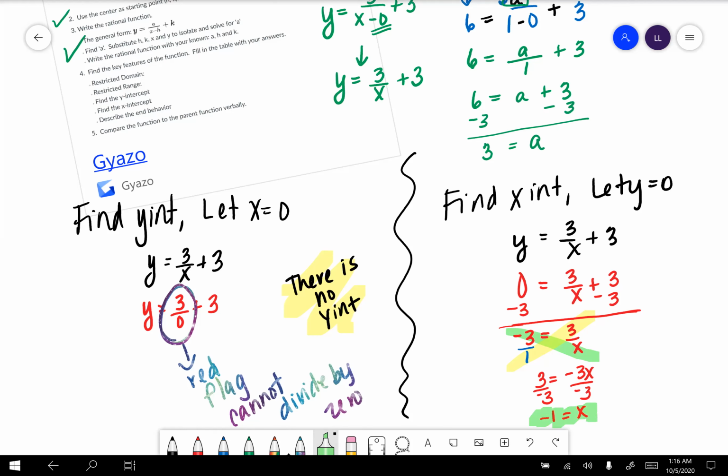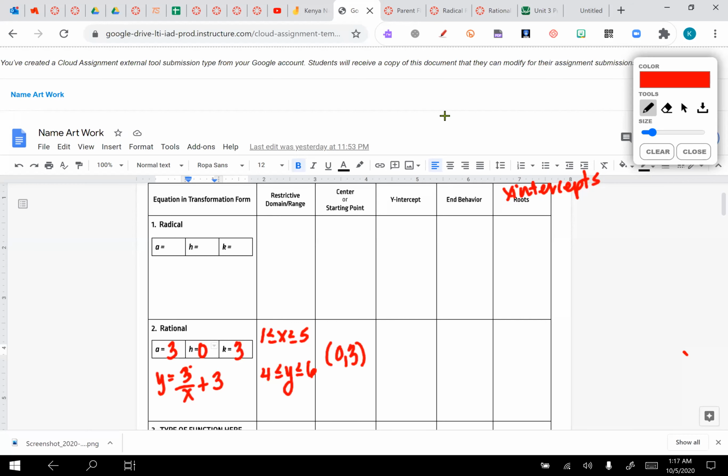Yay! So what does that mean? That means my x-intercept is negative 1, 0. That's my x-intercept, negative 1, 0. So my y-intercept does not exist, and my x-intercept is negative 1, 0. That's where it's going to cross the x-axis. Now let's talk about end behavior.